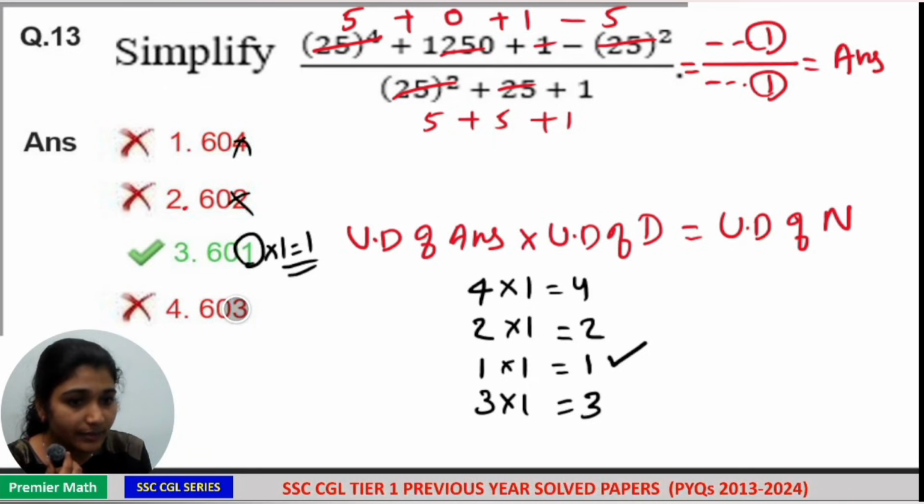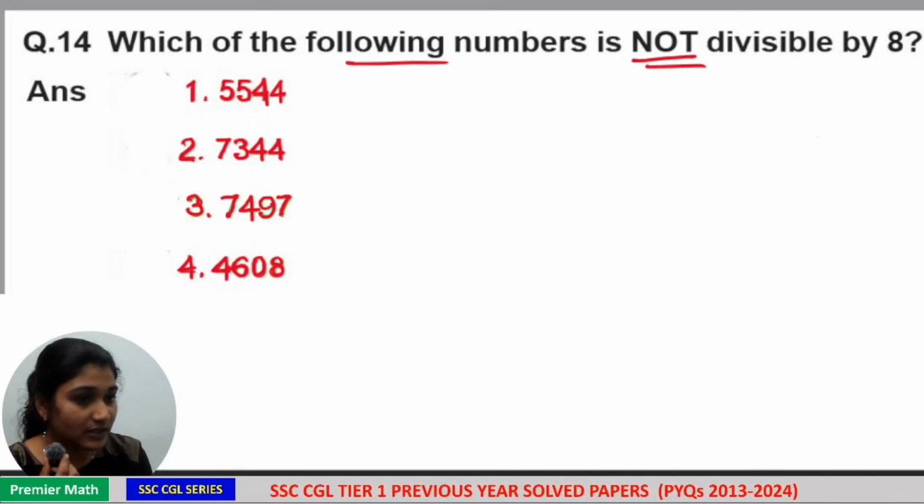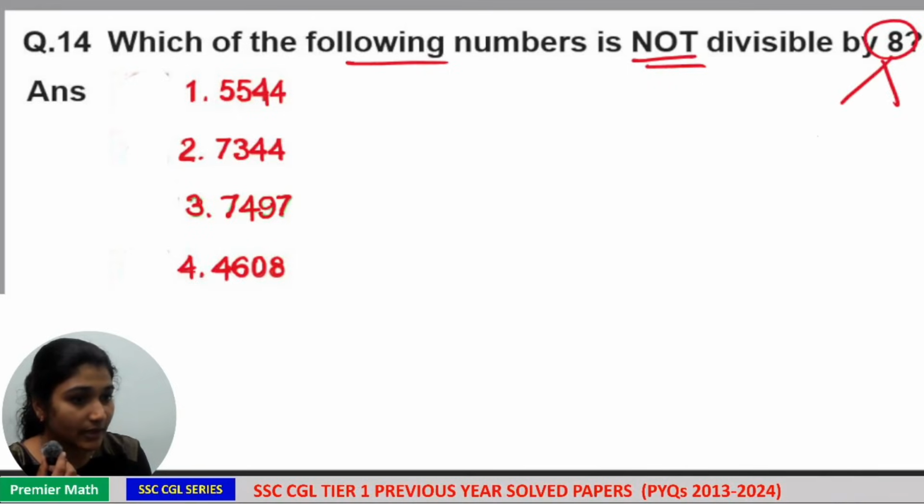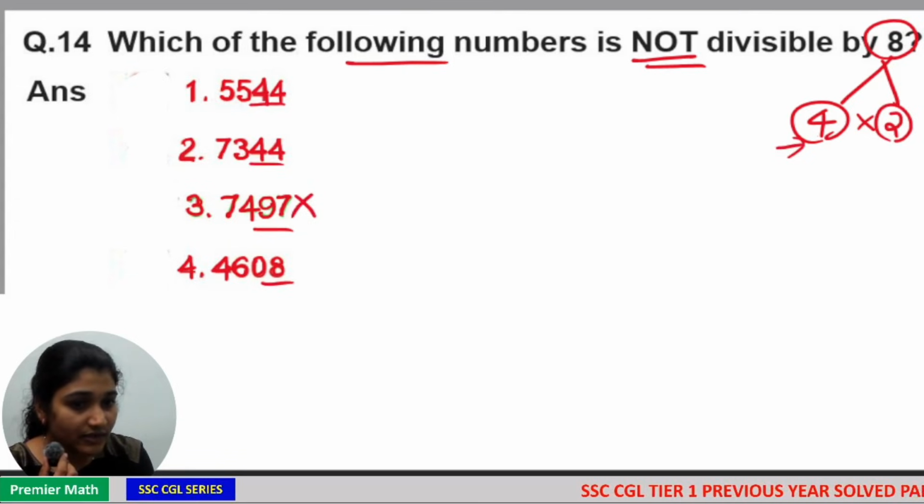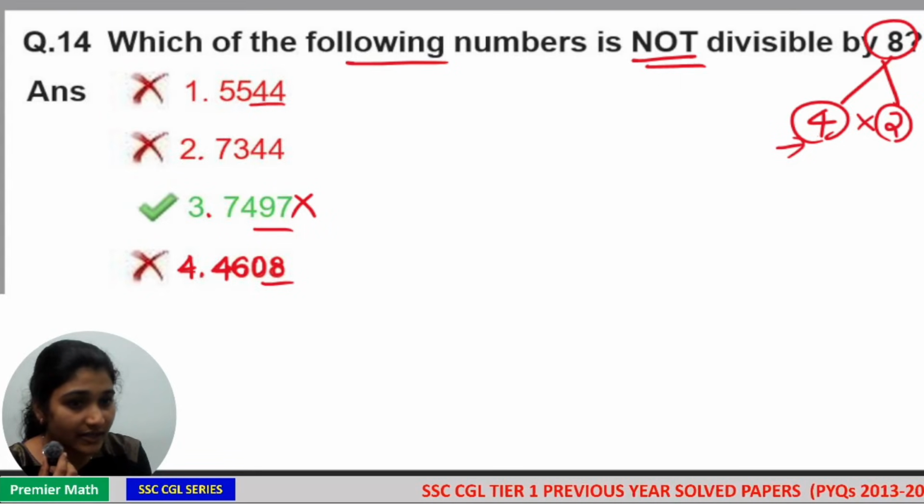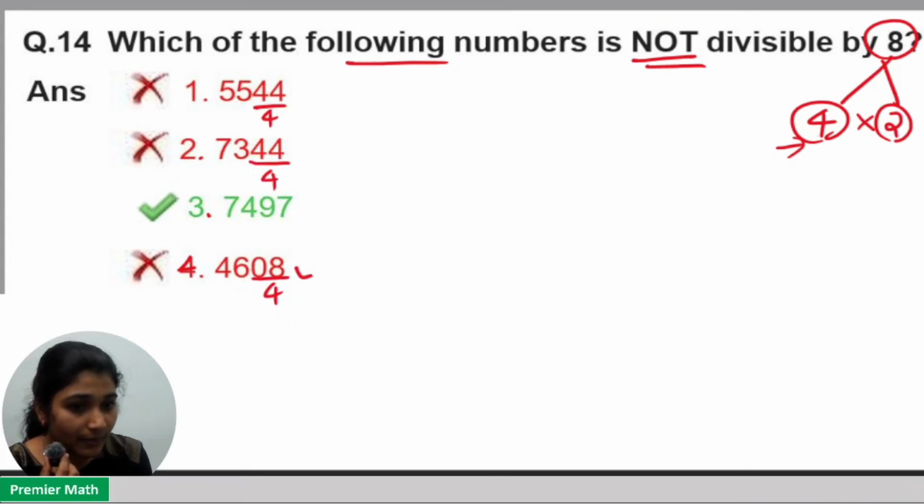All others are eliminated. Which of the following numbers is not divisible by 8? When a number is divisible by 8, it should be equally divisible by both 4 and 2. Divisibility rule of 4 means last two digits of the number should be divisible by 4. Here 97 is not divisible by 4. So option 3 is our answer. All of 44 and 8 are divisible by 4, but 97 is not divisible by 4.